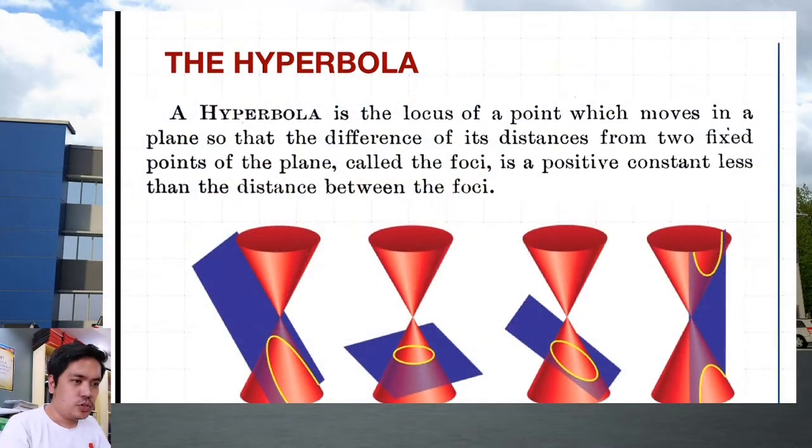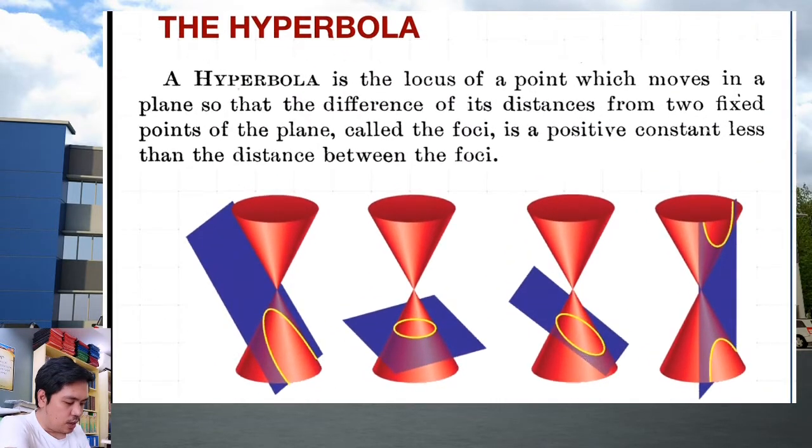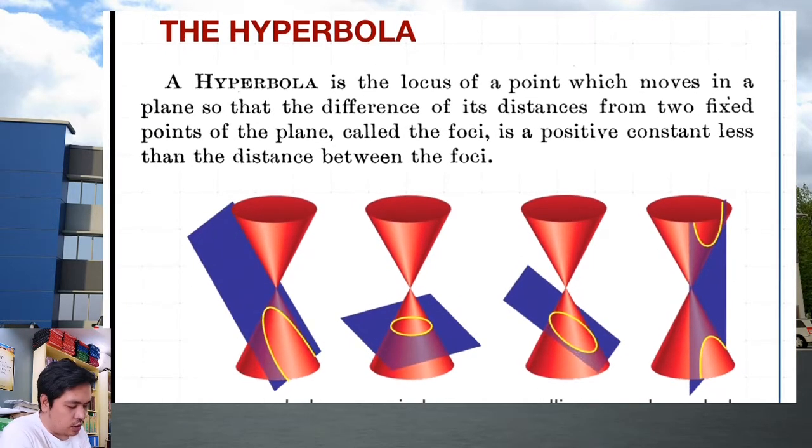Okay, so we come now to the next topic, which is all about the hyperbola. By definition, a hyperbola is the locus of a point which moves in a plane so that the difference of its distance from two fixed points of the plane, called the foci, is a positive constant less than the distance between the foci.